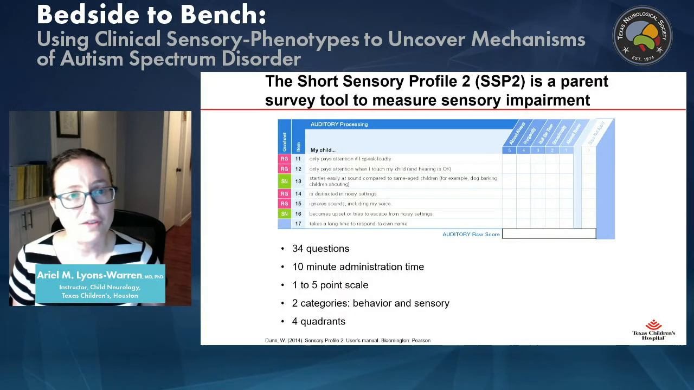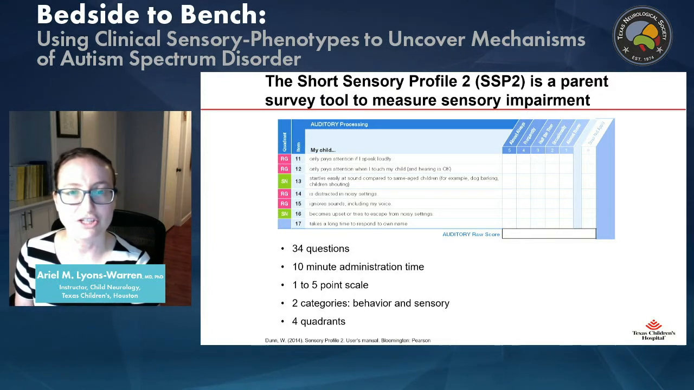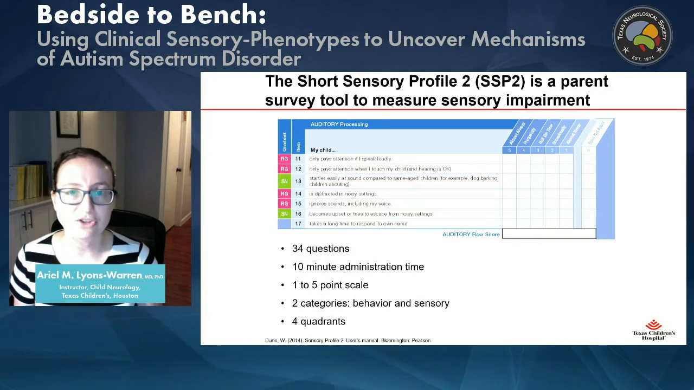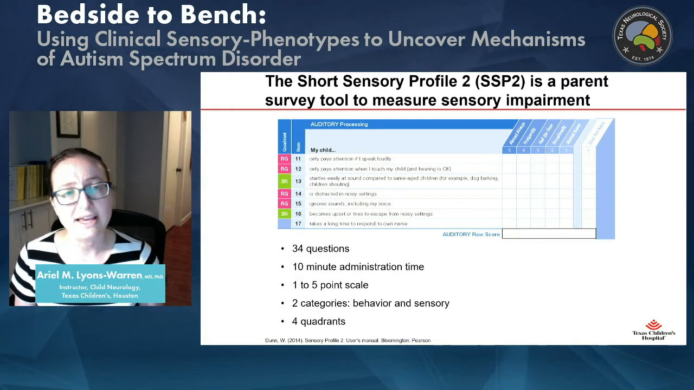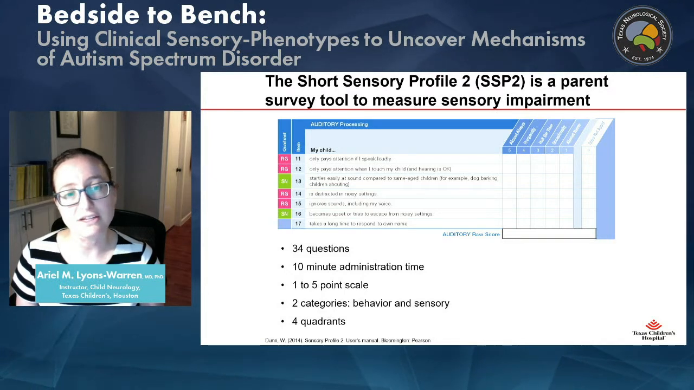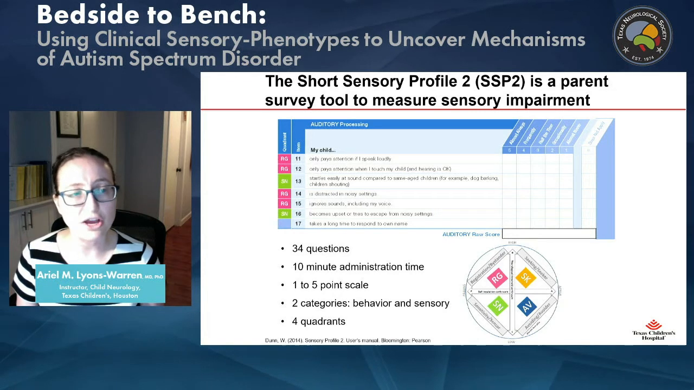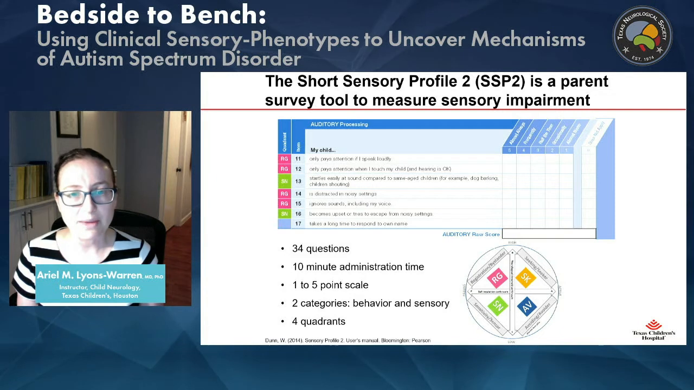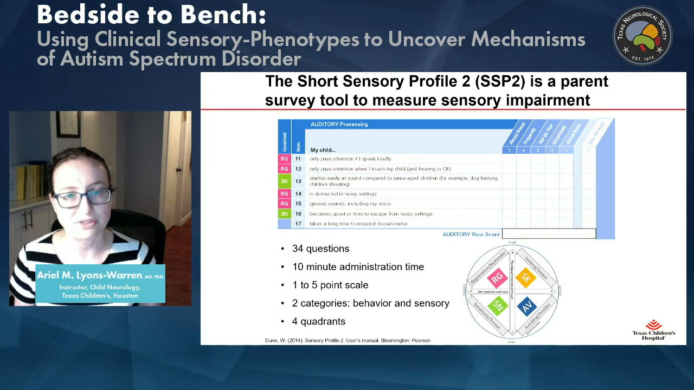The short sensory profile 2 is similar. It's only 34 questions, similar 10-minute administration time, but the same format, a 1 to 5 point scale where the parent answers how frequently a specific behavior occurs. The big difference is that unlike the short sensory profile, the SSP2 is divided into behavior and sensory, and centered around these 4 quadrants, which come from the Dunn model of sensory processing. In this model, we think about seeking versus avoiding, which you can sort of think about as hyper versus hyposensitivity.